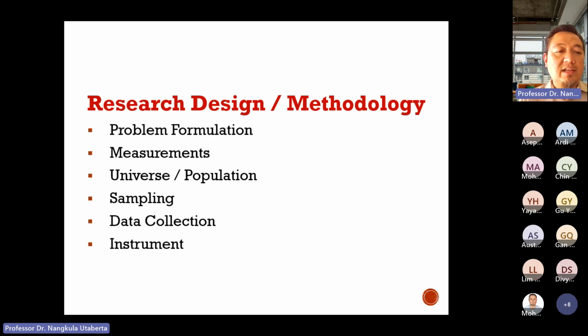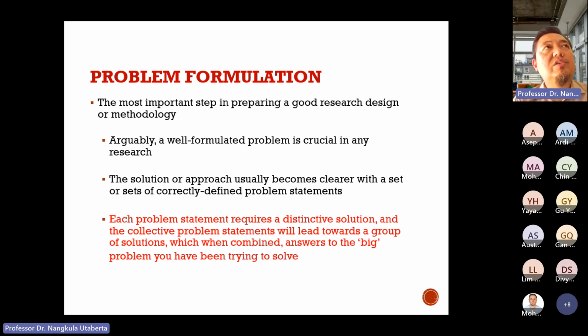So in the research design, we'll be discussing problem formulation, measurement, what we call the universe of population. We will talk about sampling, how the data collection is done, and instruments. These are some of the key important points when we discuss designing your research methodologies and approach. Problem formulation. One of the most important steps when you want to prepare a good research design is that you have to start from problems.